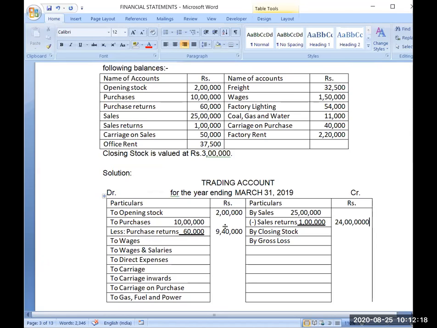Now next thing is carriage on sales. So carriage on sales is 50,000. Carriage on sales, yesterday I told it is a selling expense. So that's why it will not come in the trading account. Selling expenses, distribution expenses, office and administration expenses, these all are indirect expenses. And this will never come in trading account, because in trading account, we will write only direct expenses.